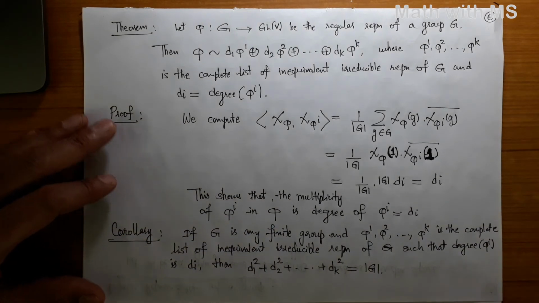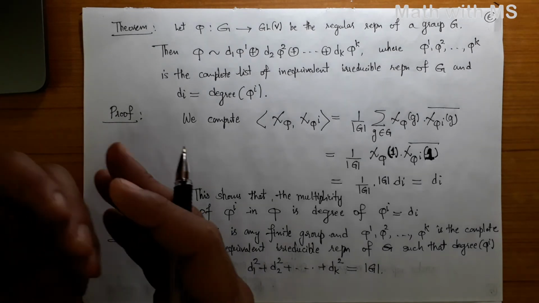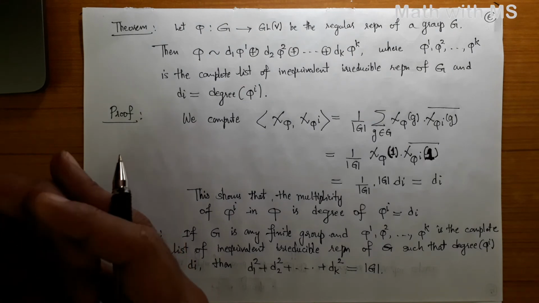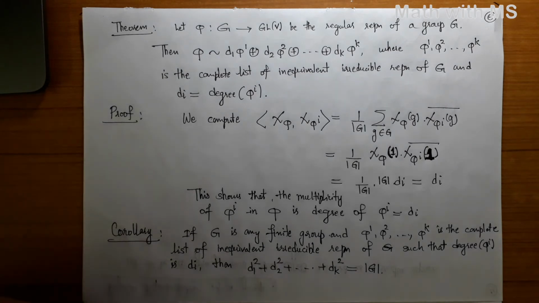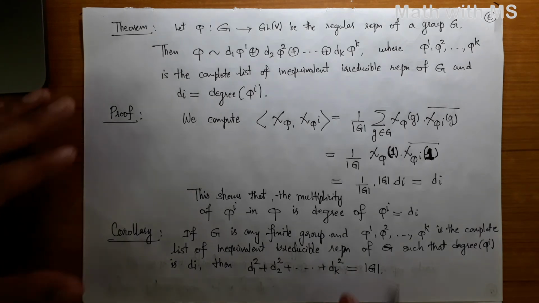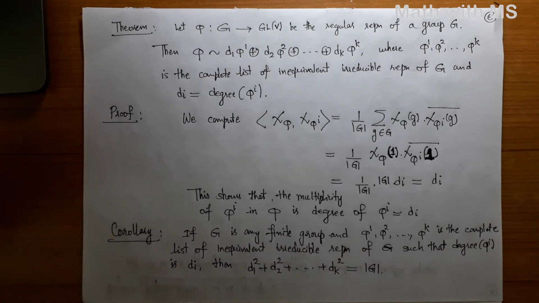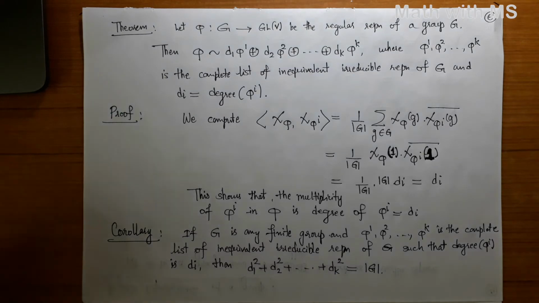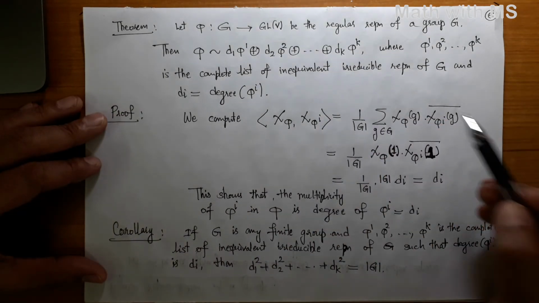Recall that in one of the lectures we showed that if you are given a bunch of inequivalent irreducible representations of a group G, then the sum of the squares of their degrees is always less than or equal to the order of the group G. In fact, it turns out that it is always equal to the order of the group G if your collection is running over all inequivalent irreducible representations of the group G. The corollary follows at once from the preceding theorem.